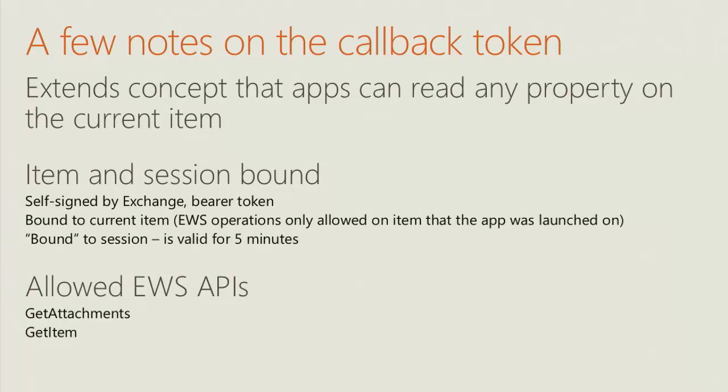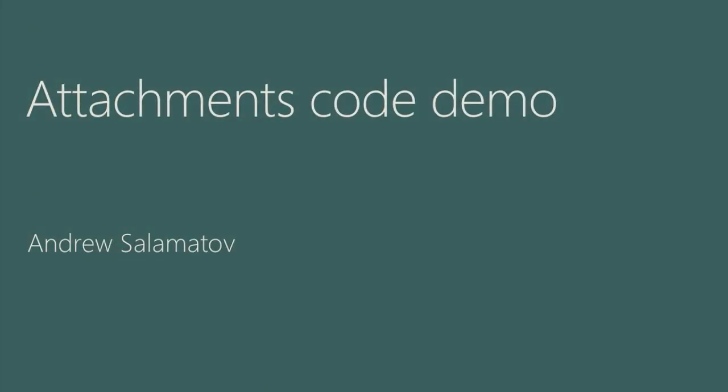And finally, the allowed APIs are get attachments and get items. So now you can get the entire item with all of its properties, and an end user can install this app. OK, so I think enough talking. Let's actually see what this will look like.